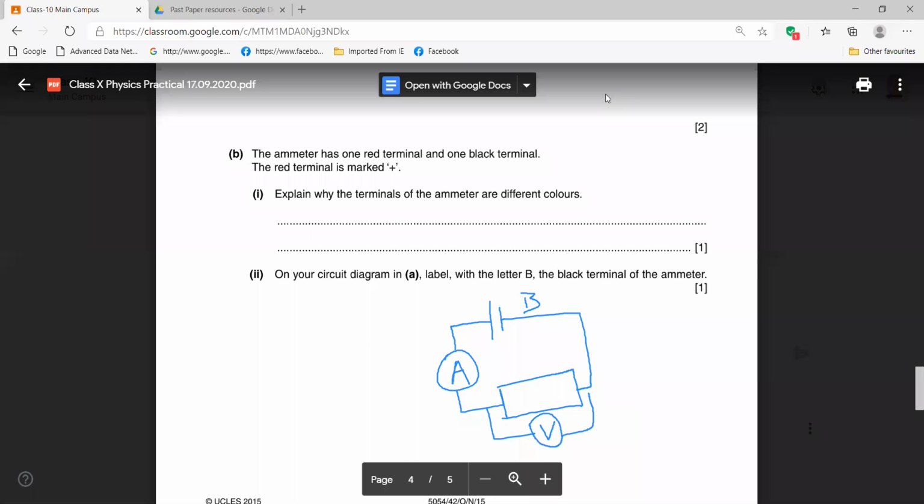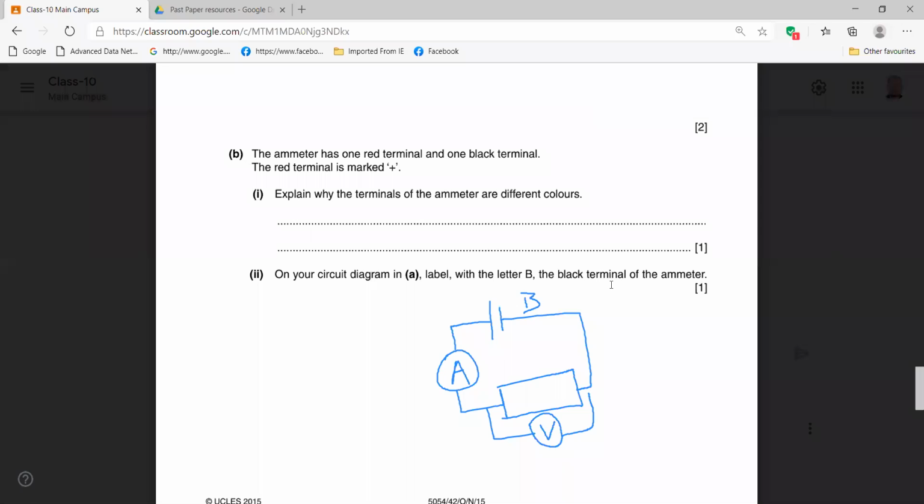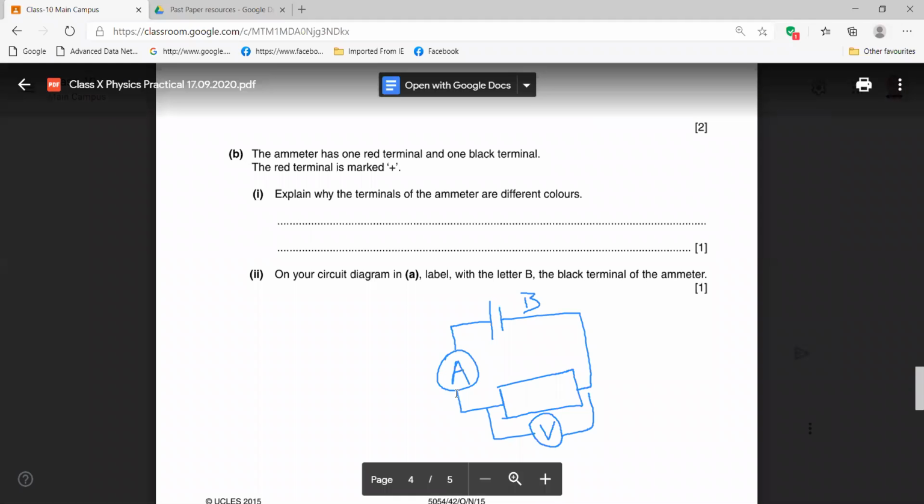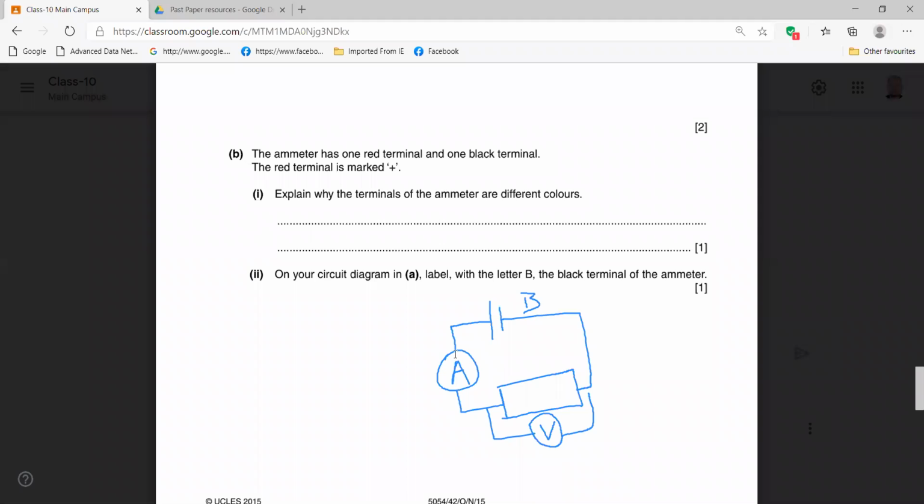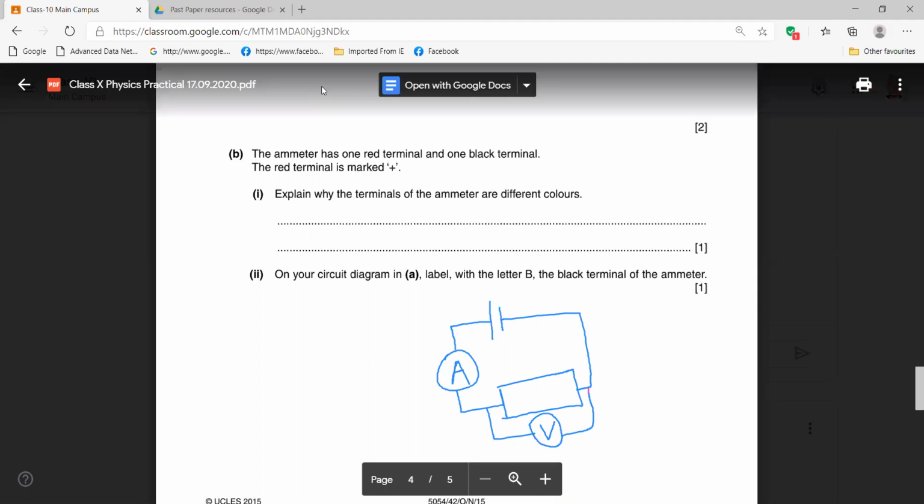So look, the black terminal of the emitter. So emitter has these two terminals, right? One is here, another one is here. Okay, emitter is here. So your B should be labeled in this terminal. We have here positive and here we have negative. Yes, yes, correct.